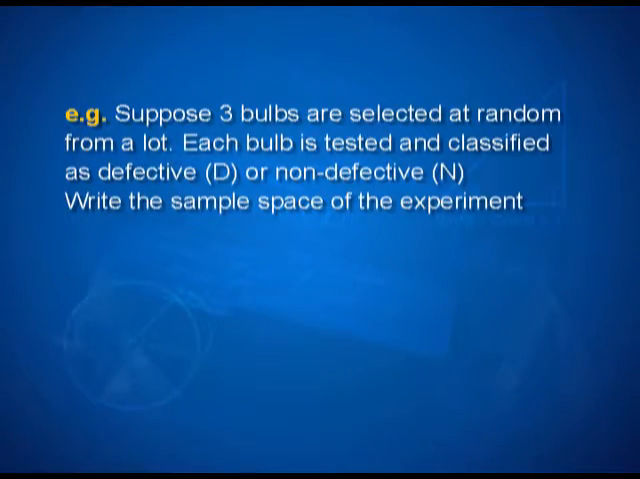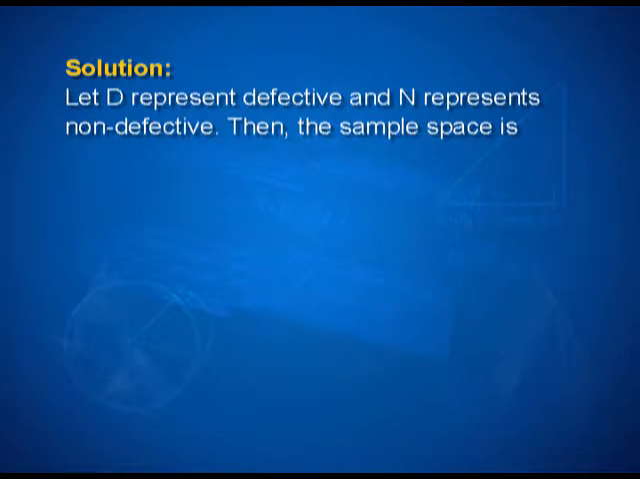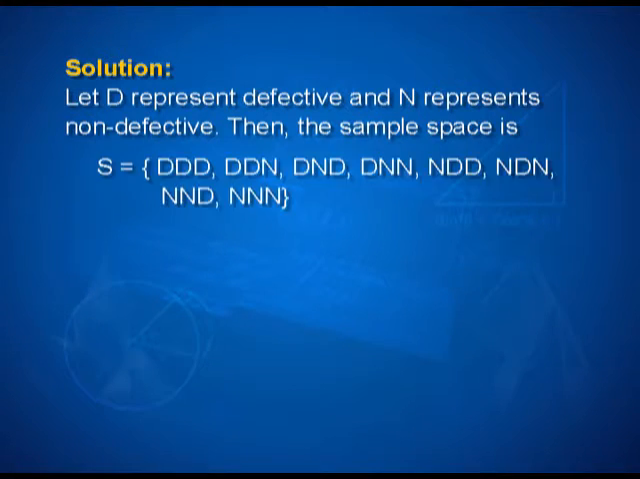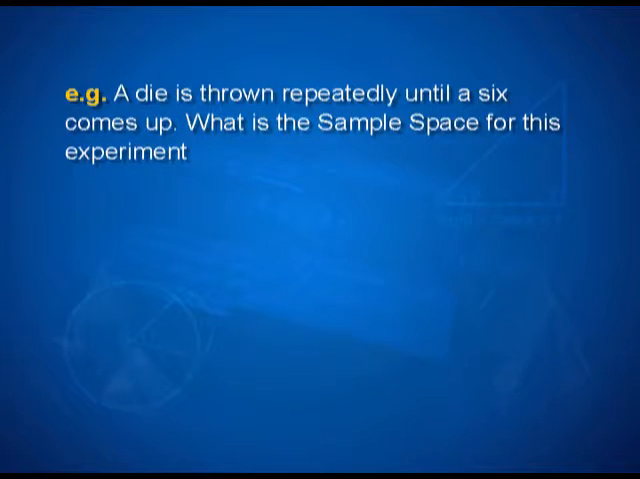Suppose 3 bulbs are selected at random from a lot. Each bulb is tested and classified as defective, that is D, or non-defective, that is N. Write the sample space of the experiment. Let D represent defective and N represent non-defective. Then the sample space is S = {DDD, DDN, DND, DNN, NDD, NDN, NND, NNN}.